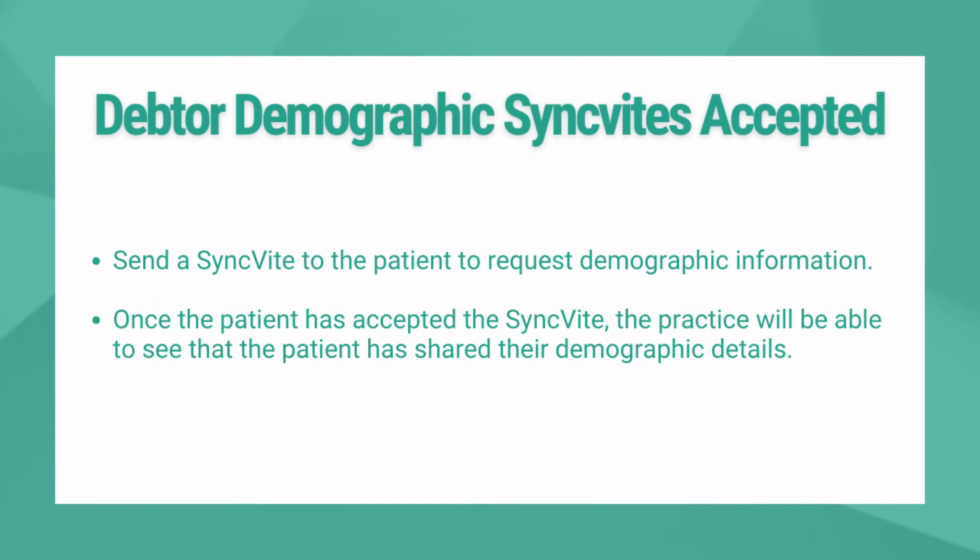When a practice would like to get demographic information from a patient, they are able to send a Syncvite to the patient to request such information. For more information regarding how to send a Syncvite, please refer to the Data Demographic Syncvite user manual linked in this video's description. Once the patient has accepted the Syncvite, the practice will be able to see that the patient has shared the demographic details.